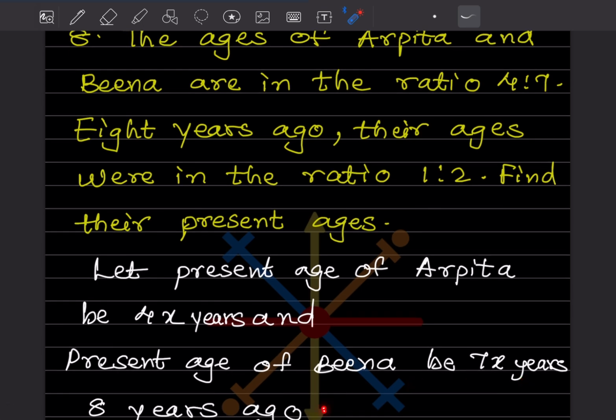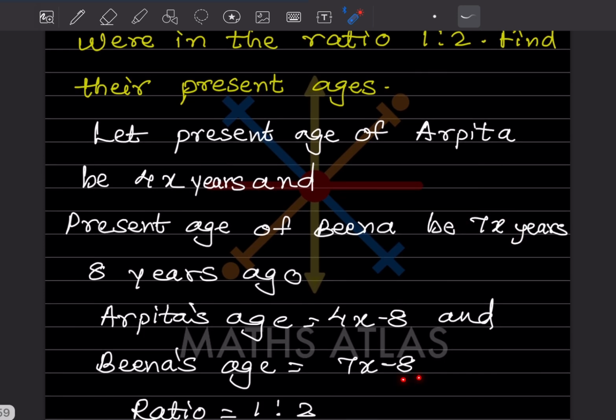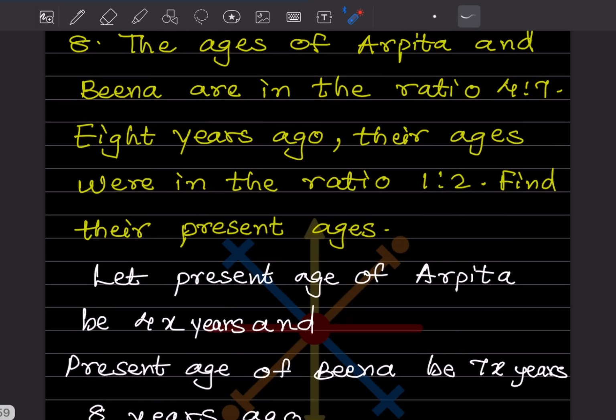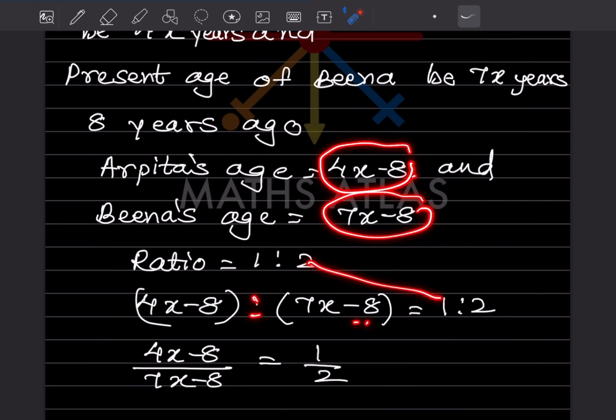So 8 years ago, Arpita's age was what? 4x was the present age, so we have to put -8. And Beena's age was 7x minus 8. Now the ratio is given. 8 years ago, this is given as 1:2. So what will you write here? 4x minus 8 is to 7x minus 8 is 1:2.